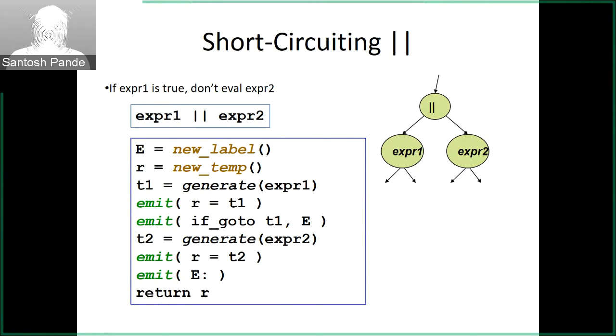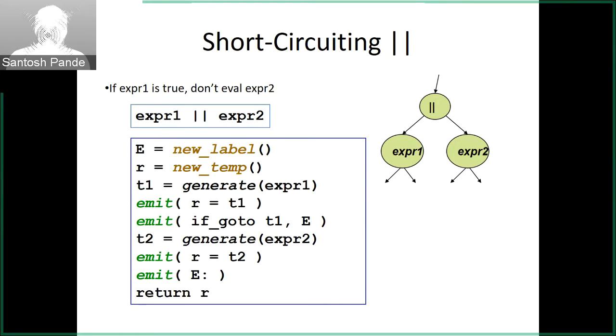You are writing the code for expression 1, or generating it in this particular case through the generate function. You are then doing a check on whether its result is true or not by checking the outcome in T1. If it's true, then you don't need to worry about the code for expression 2, which is sitting there, and you simply bypass it and you go to E, which is the exit label for this particular level of the OR operation, the short-circuit OR operation. And that's where you will simply send the result, which is in R, back up.